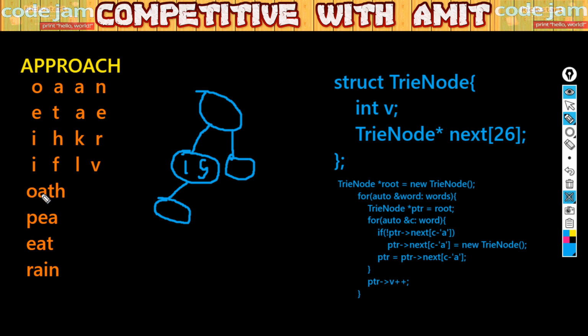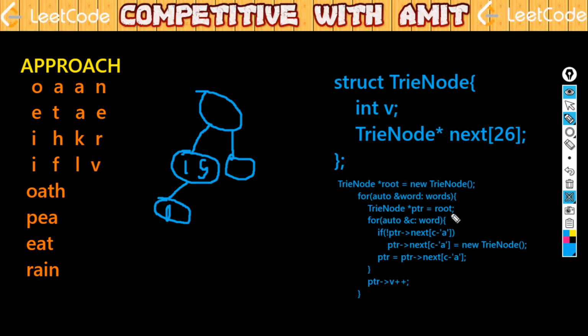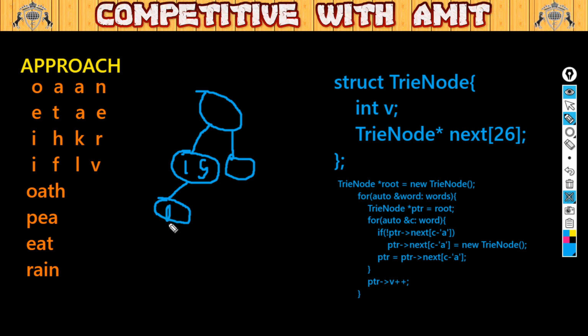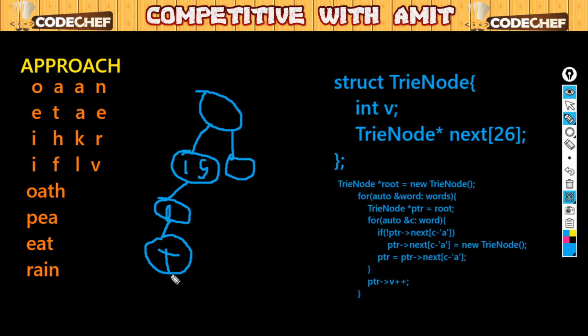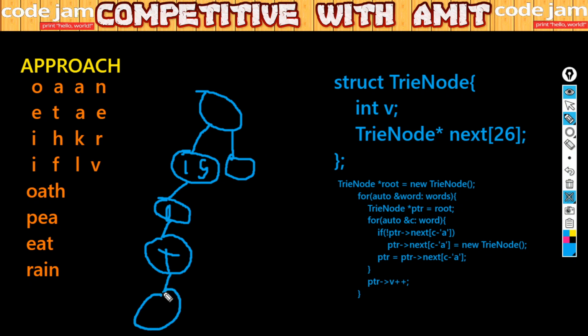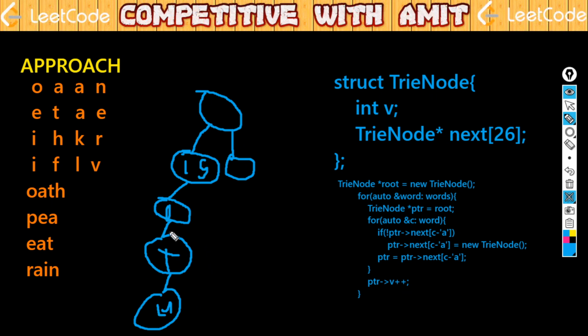So we will go to A. We will check the 0th index, whether the 0th index is filled or not till now. It is not filled, so we will create one more node. Now we will go for T. We will initialize T. Then we will go for H. Till now it has not found any of the values, so we will make a new data structure.